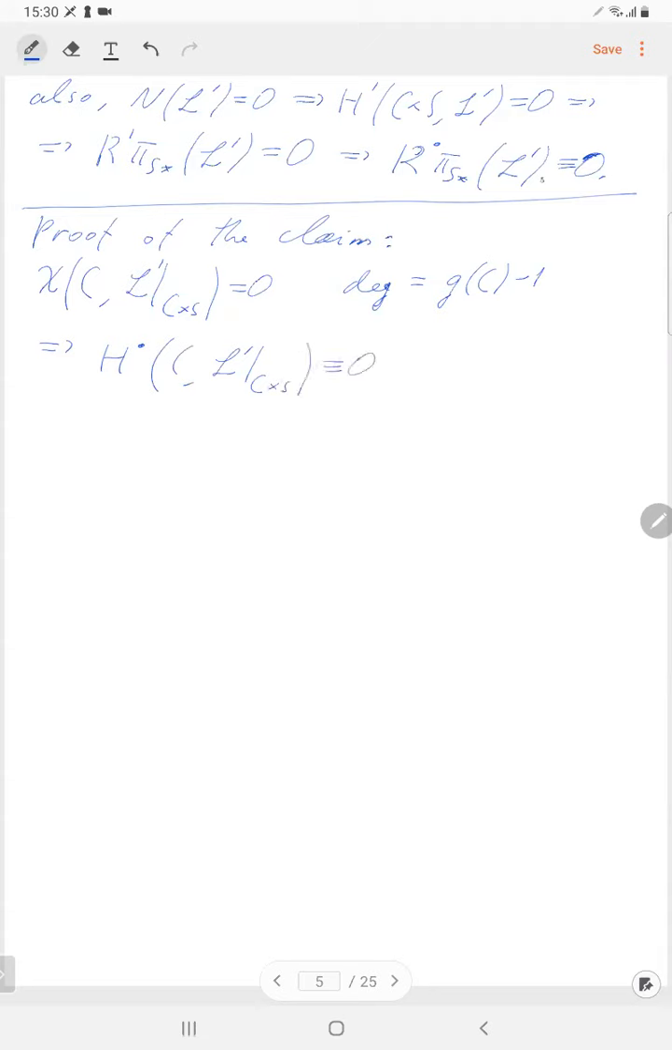I'm sorry, but why is the Euler characteristic 0 if the degree is g minus 1? That's by the Riemann-Roch theorem: h0 minus h1. The Euler characteristic is degree plus 1 minus g. And here you get g minus 1 plus 1 minus g, which is 0. Okay, so there is no zeroth cohomology, no first cohomology, no cohomology whatsoever.